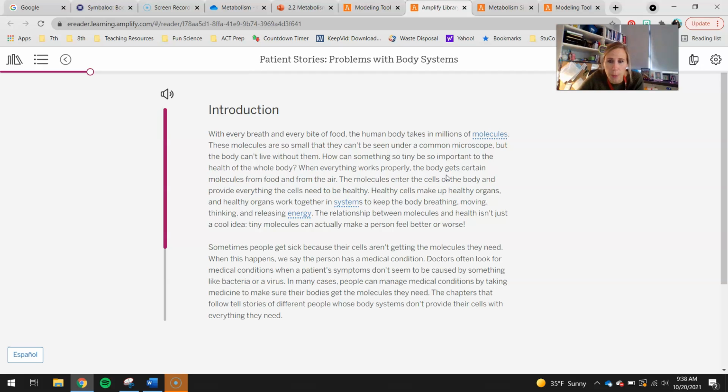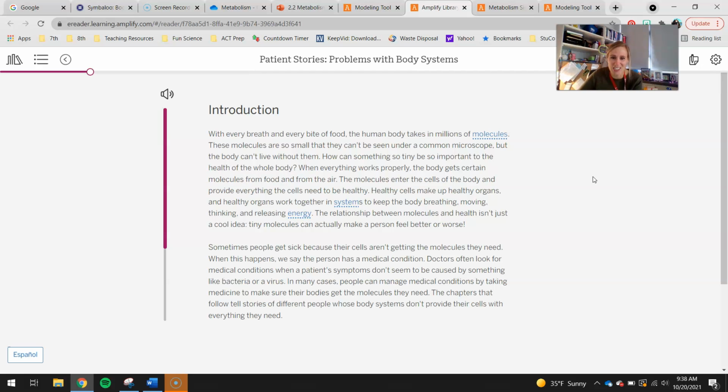When everything works properly, the body gets certain molecules from food and from air. The molecules enter the cells of the body and provide everything the cells need to be healthy. Healthy cells make up healthy organs, and healthy organs work together in systems to keep the body breathing, moving, thinking, and releasing energy. The relationship between molecules and health isn't just a cool idea.